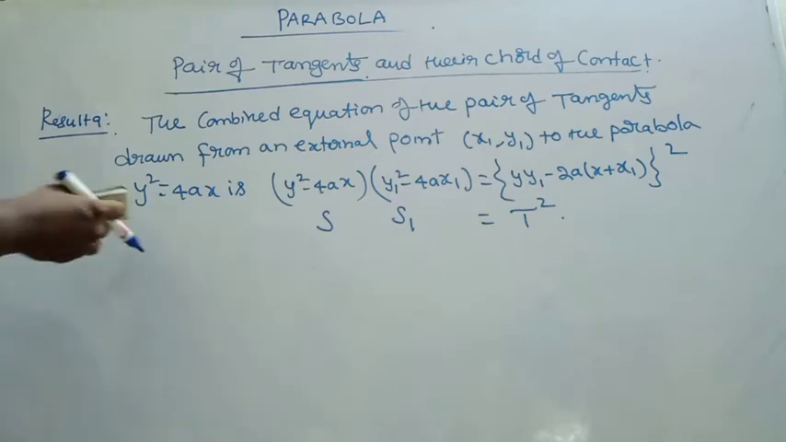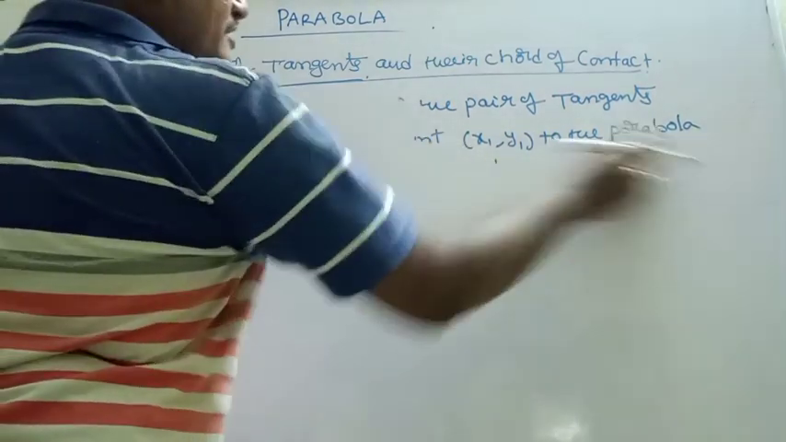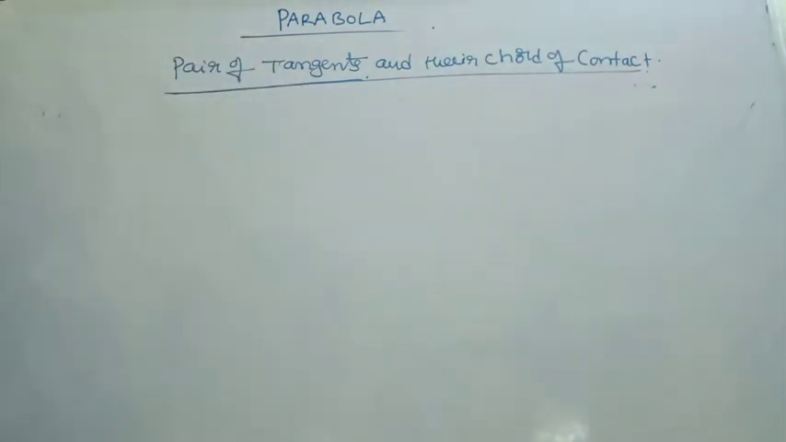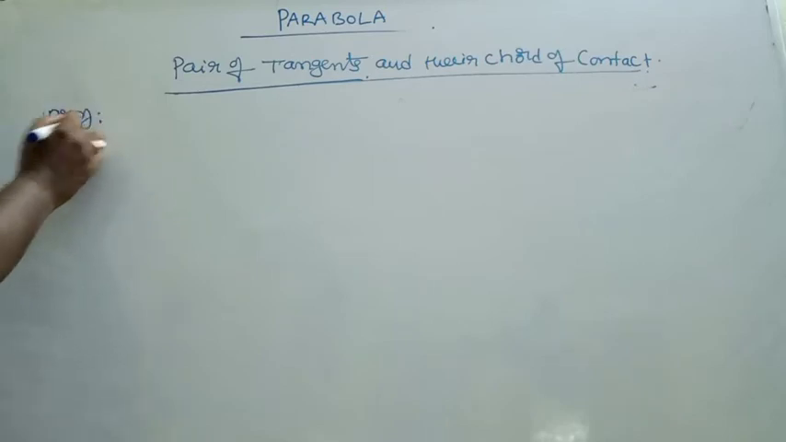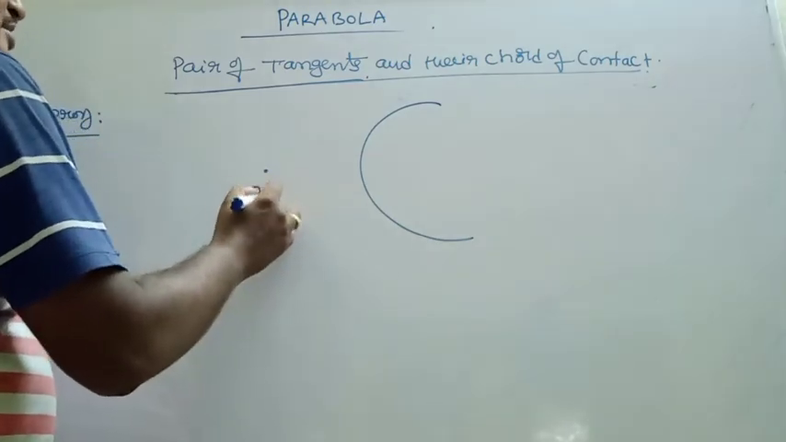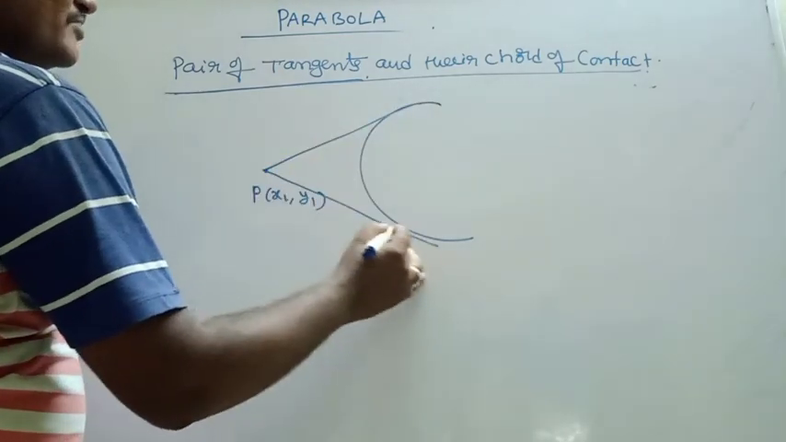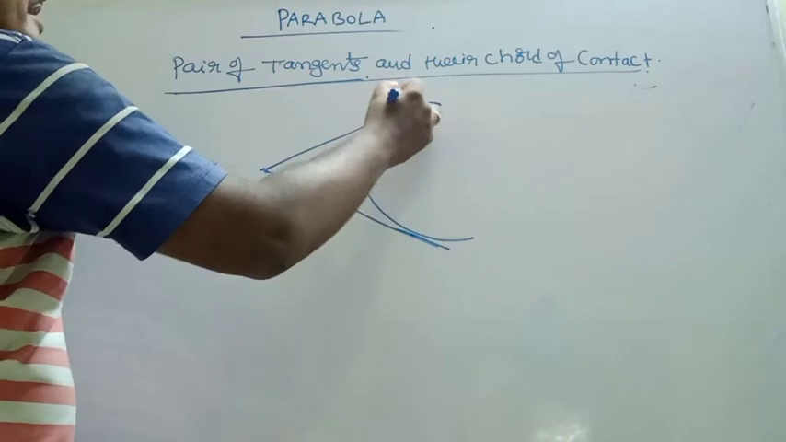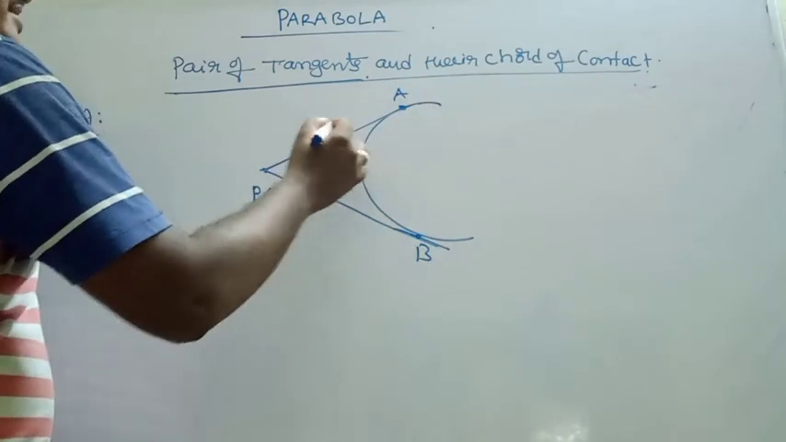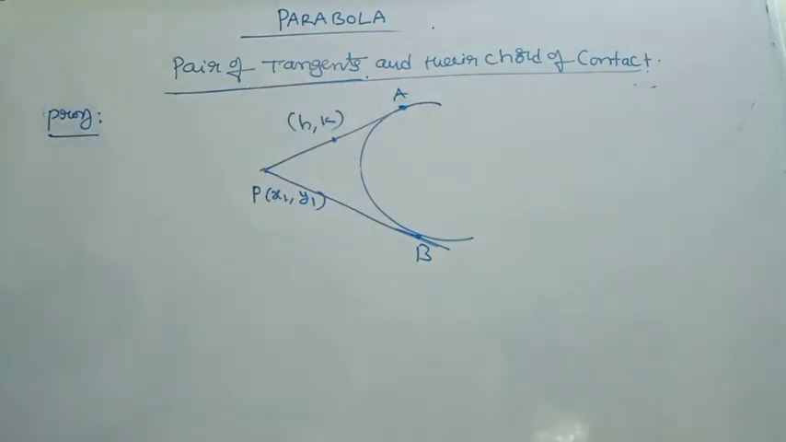How? I am erasing this because the space is not sufficient. See here how we are going to get the combined equation of the pair of tangents. See the proof part of it. If you take the diagram, my dear students, suppose you have an external point P, x1 comma y1, right? These are the pair of tangents you are drawing. This is some A and this is B, and you have any general point h comma k on the tangent.